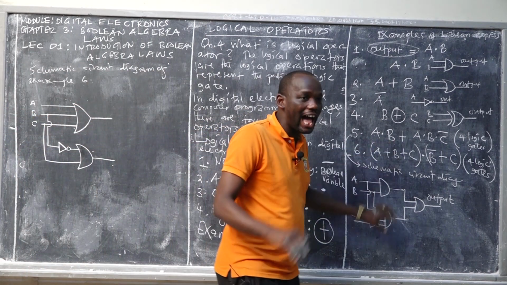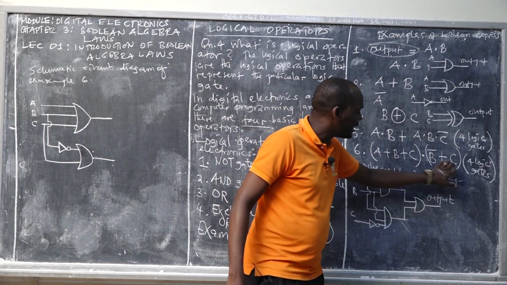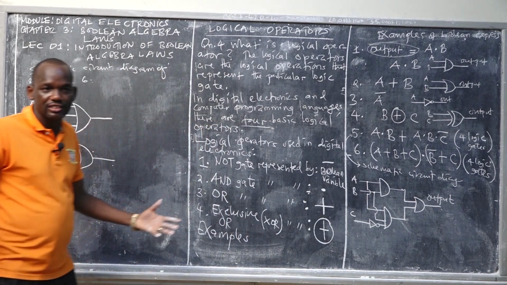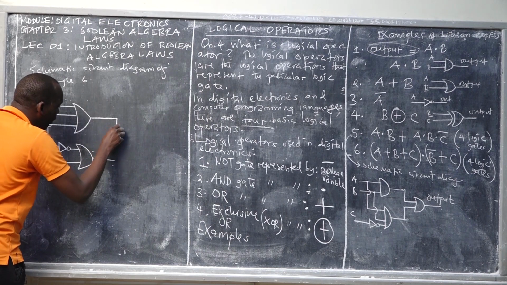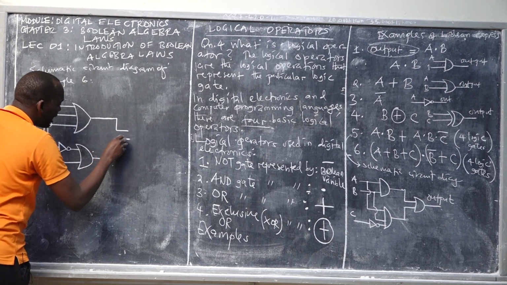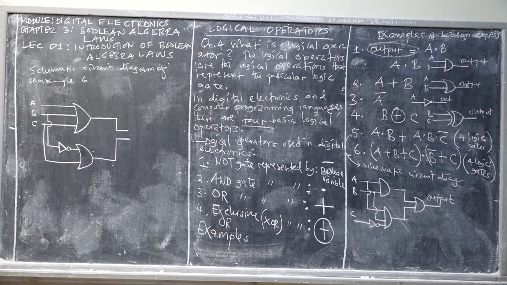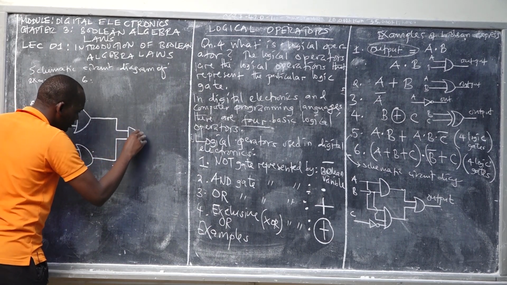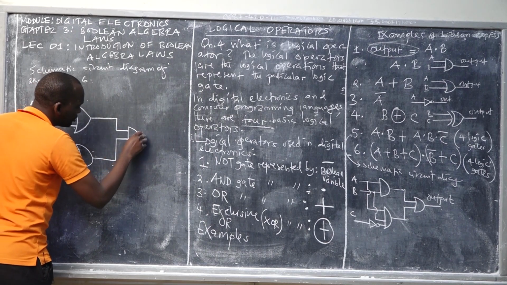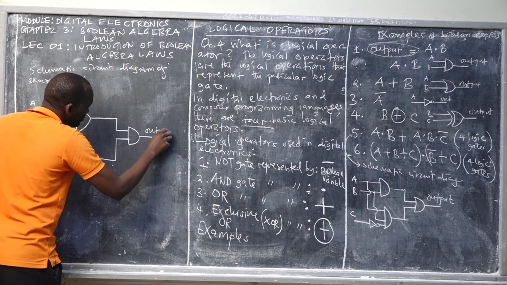After having this, stop murmuring, keep quiet, wait. So this one and this one, then you have what? AND. So the output of A or B or C is ANDed with the output of B complement or C. Right? Then you have the AND gate. Then this is the output.